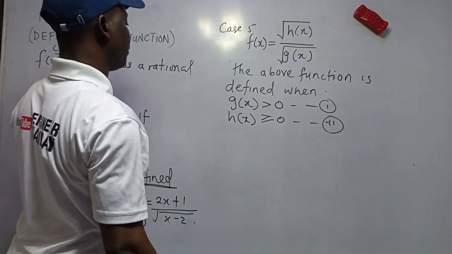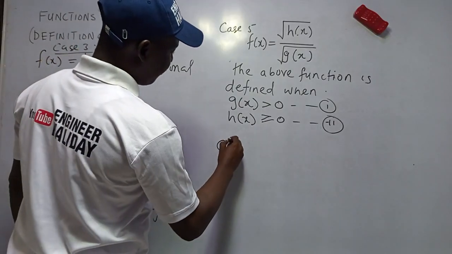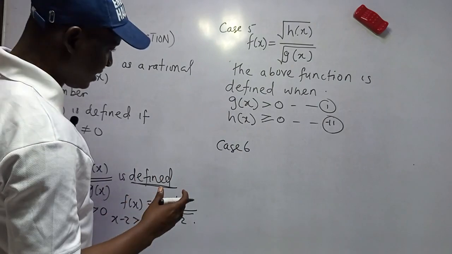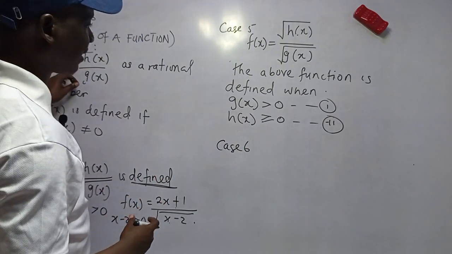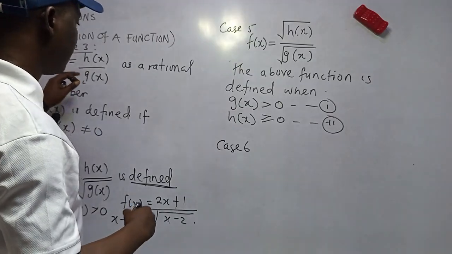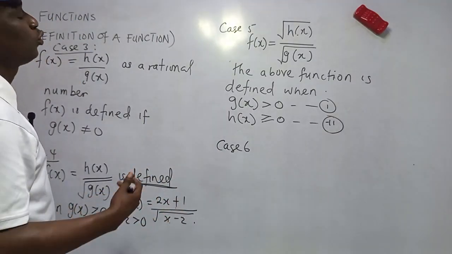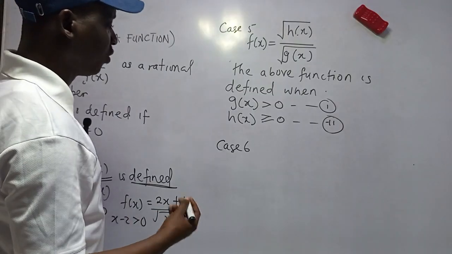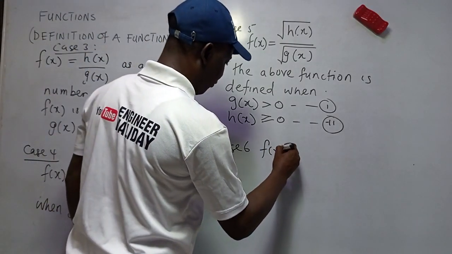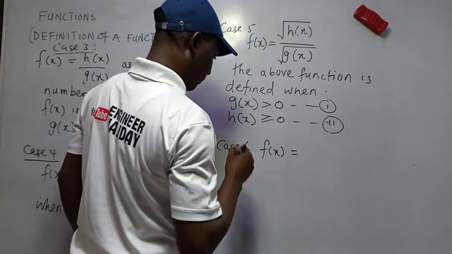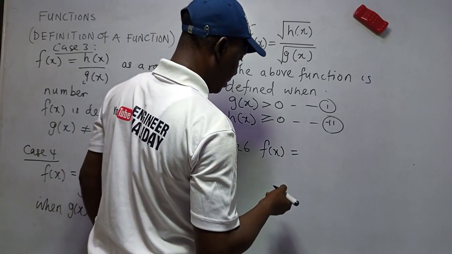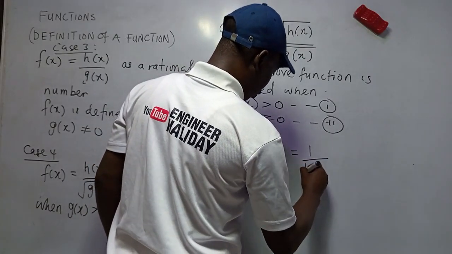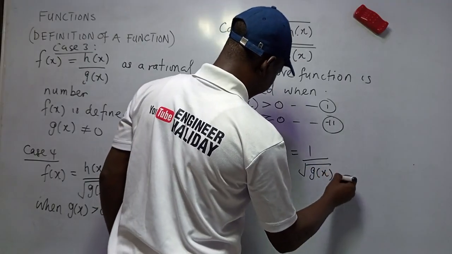A case of this kind. And let me see if I can still give you one more case. Now, we have looked at different cases. We have looked at rational cases, polynomial cases, and square root of a function cases. And let us see if I give you f of s equal to 1 over square root of g of x.